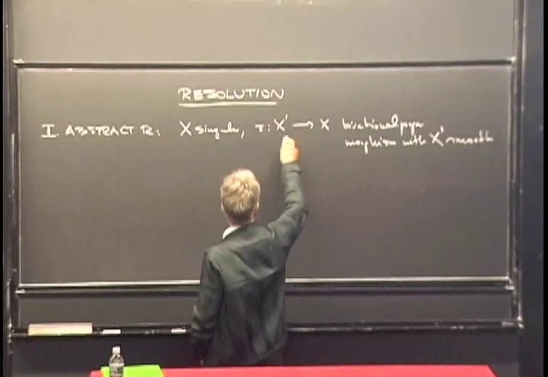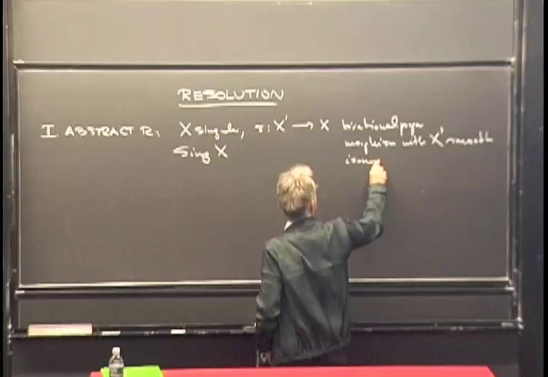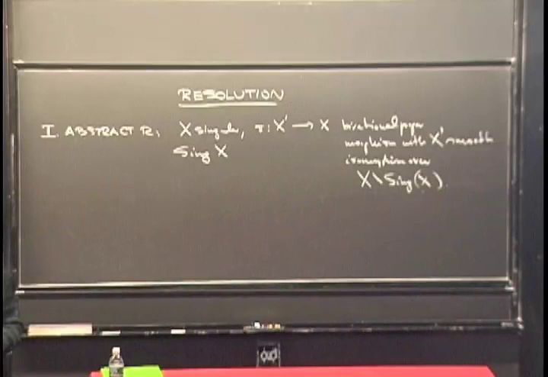And moreover, if Sing X is the singular locus, we don't want to modify our variety outside the singular locus, so this should be an isomorphism over X minus Sing X. So for the surface we had at the beginning, I show you such a sequence of modifications.